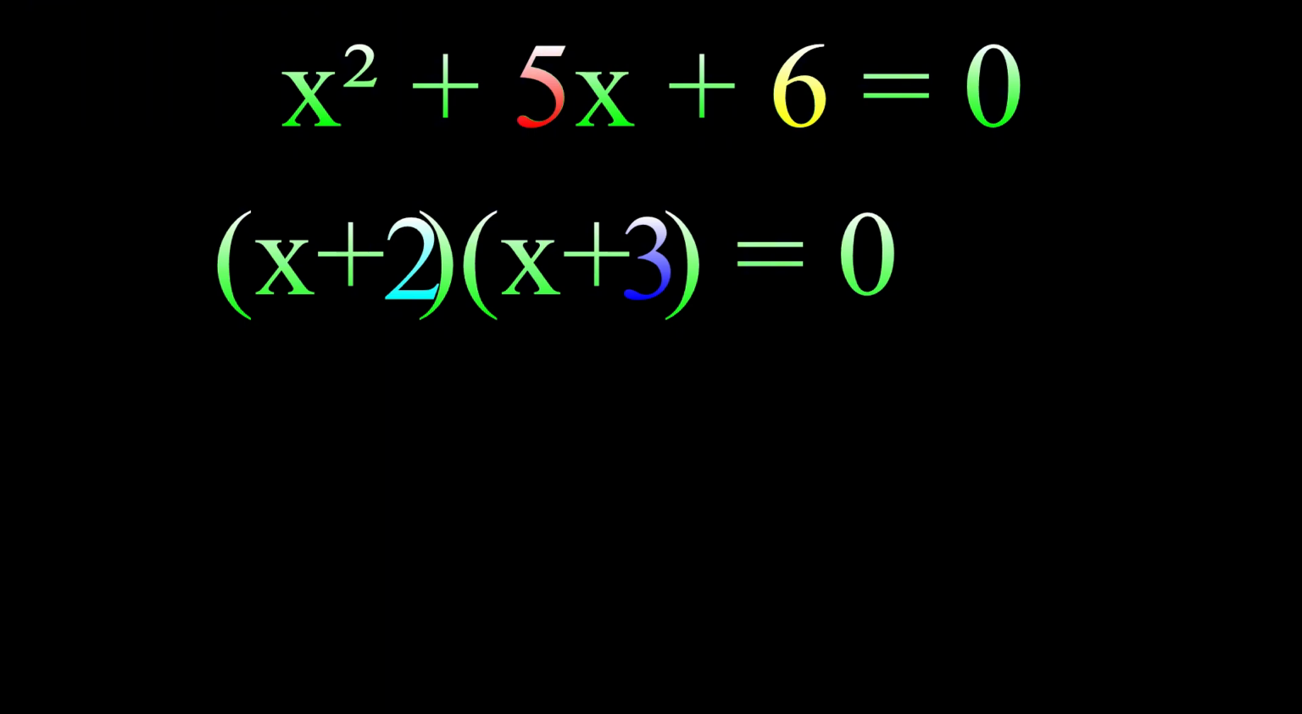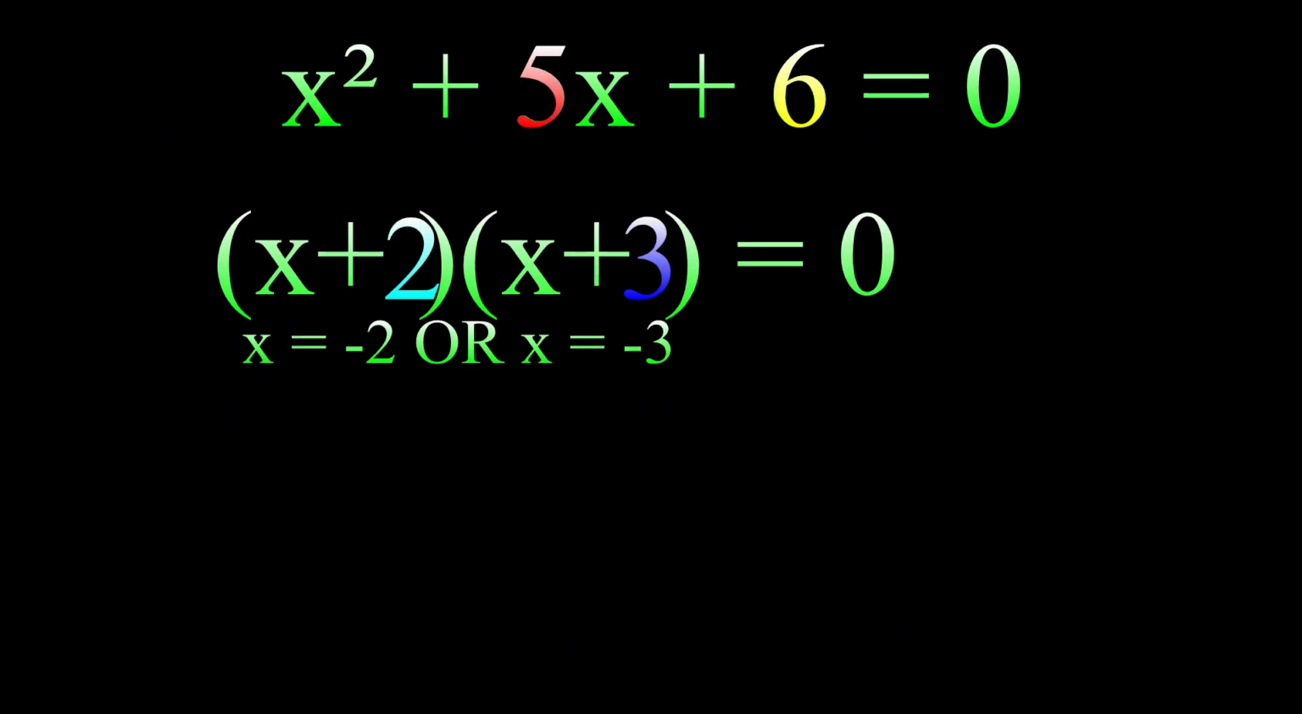For example, it might be x plus 2 and x plus 3, which you would get from x squared plus 5x plus 6. So one of the brackets is 0 because the two of them multiply to make 0. This means x must be either minus p or minus q, as only those would make a bracket equal to 0.